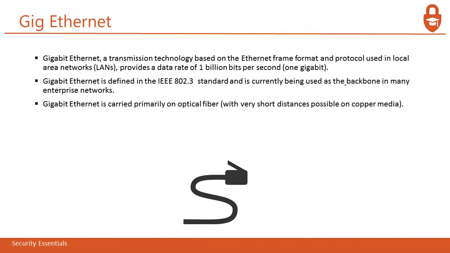So next is Gig Ethernet. Gigabit Ethernet is a transmission technology based on the Ethernet format and protocol used in local area networks. It provides a data rate of 1 billion bits per second.